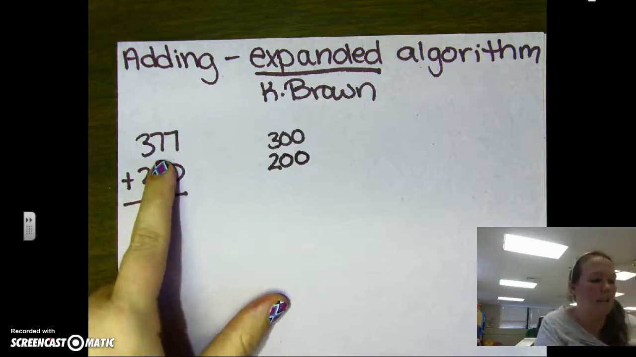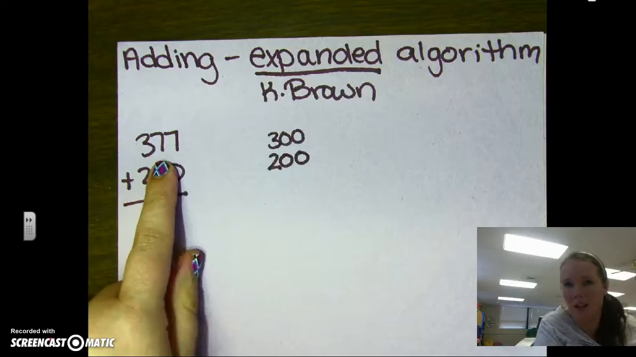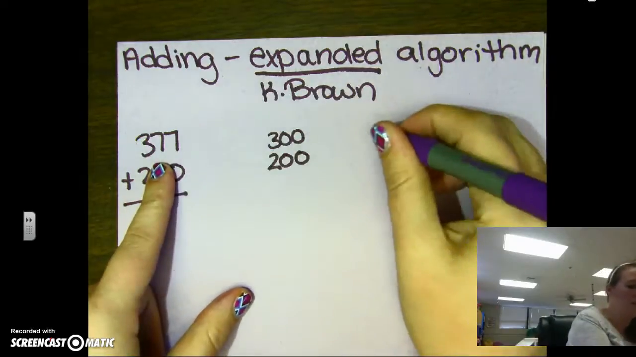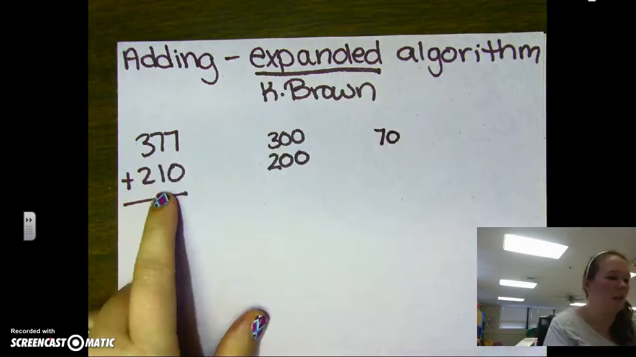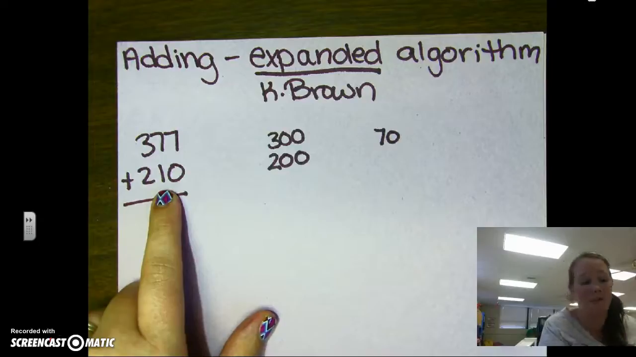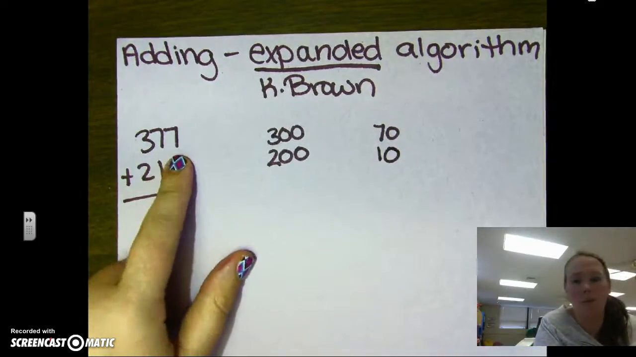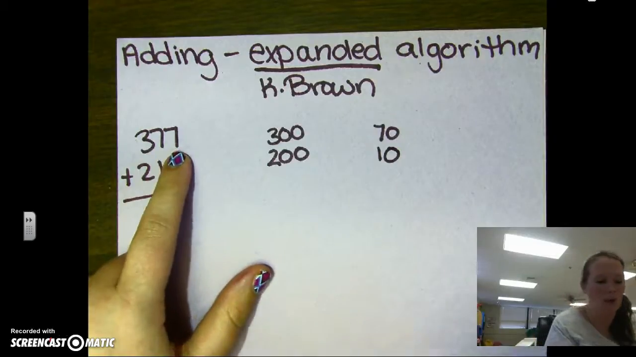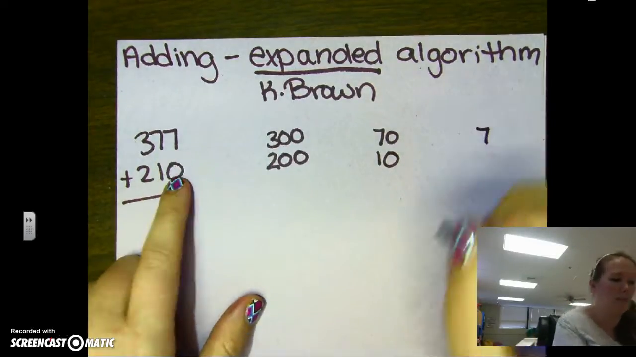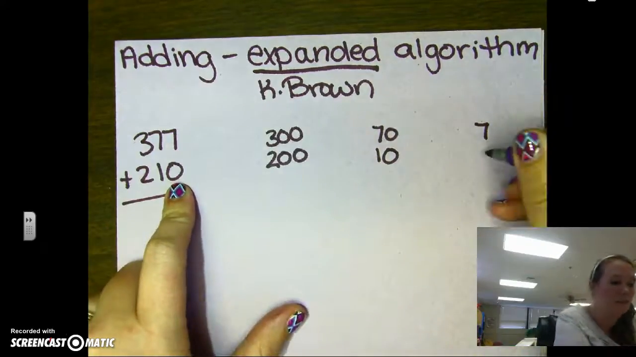Whenever I look at this 7 in the tens place, I know that 7 tens has a value of 70. When I look at the tens place of this number, I see a 1 in the tens place. I know that 1 ten has a value of 10. When I move over to the ones place, I see 7 ones, which has a value of 7, and no ones, which has a value of nothing.